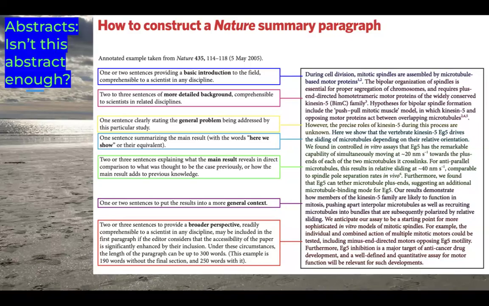Then there's the main result contrasted versus the traditional understanding. So that's a little bit about, is this a surprising result? Is this confirming earlier work? That's a really helpful thing to have in your abstract. Then 1 or 2 sentences to put the results in a more general context, like this means, and then 2 or 3 sentences to provide a broader perspective, readily comprehensible. This part, I also could think this might be the conclusion of your paper rather than here. But these in the middle are really what an abstract is about.